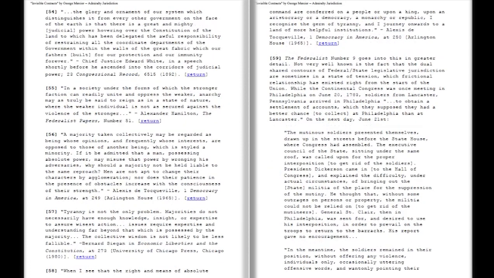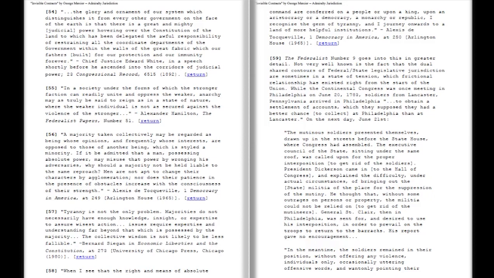Return. 54. The glory and ornament of our system, which distinguishes it from every other government on the face of the earth, is that there is a great and mighty judicial power hovering over the Constitution of the land, to which has been delegated the awful responsibility of restraining all the coordinate departments of the government within the walls of the great fabric which our fathers built for our protection and our immunity forever. Chief Justice Edward White, in a speech shortly before he ascended into the corridors of judicial power, 23 Congressional Record 6515, 1892.